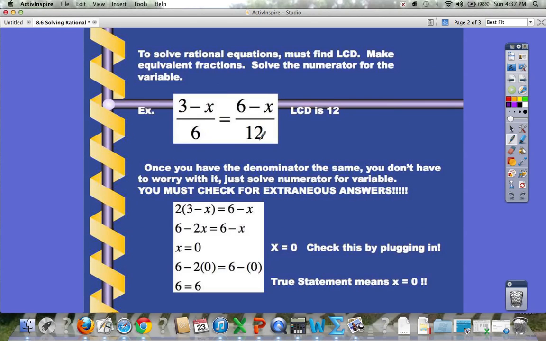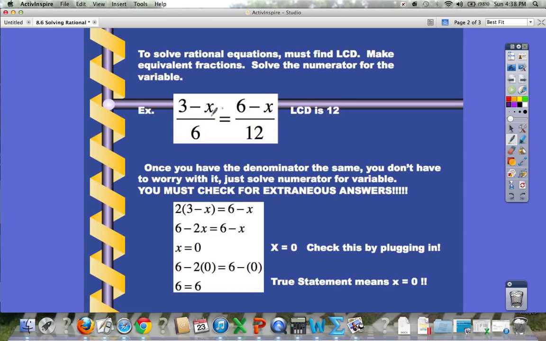All right, so to solve the rational equations, you must find the LCD. Make equivalent fractions, and then you're going to solve the numerator for the variable. The nice thing about this is when you have that equal sign in there, you're going to get the LCD and take care of that. And then you're just going to worry about the top. The denominator you don't have to worry with at all until you want to check your answers, okay?